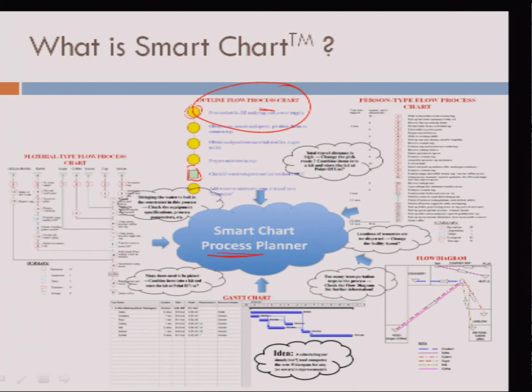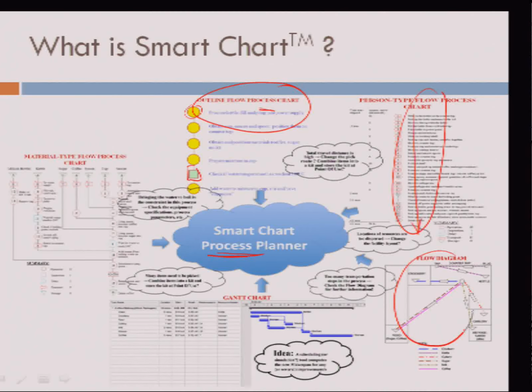Then, since the person making the coffee is a key player in this particular system, we develop what is called a person type flow process chart. So we look at the exact sequence of steps they perform, how much time they take, where they do the work, and then the type of the activity. Is it transportation, waiting, inspection, value-adding work, or is this person putting work into inventory?